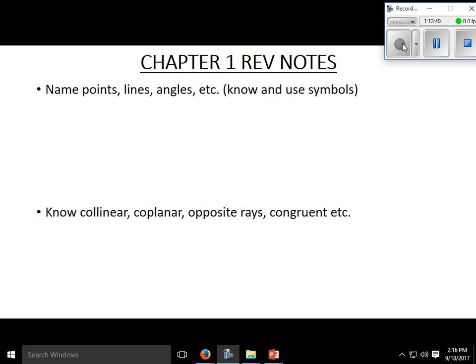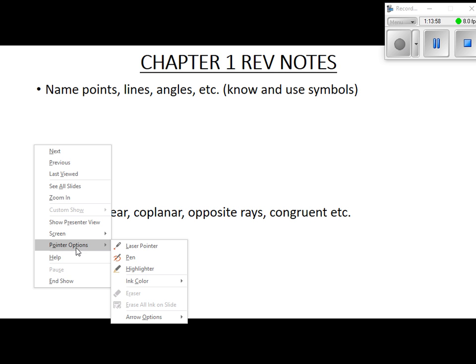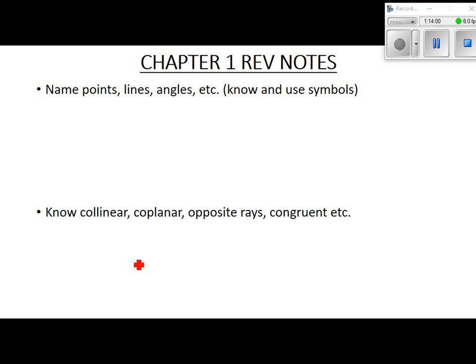First one, name points, lines, planes, angles, and so on. We're going to start off with a point. How do I name a point? What's the symbol for a point? It doesn't have a symbol. So how do you name a point? The word, point A. All right?